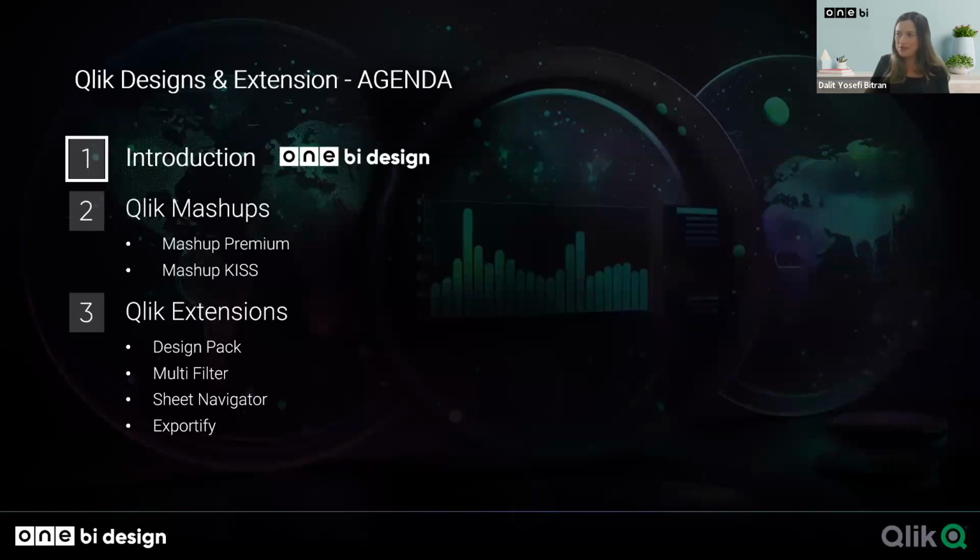So what will we have today? First, we will introduce you to 1BI Design. Later, we will show you our Qlik mashups, which divide into two kinds, the mashup premium and the mashup kiss. And then Anastasia will show you the Qlik extensions that we have. We have 4 extensions: the design pack, the multi-filter, the sheet navigator, and the Exportify.